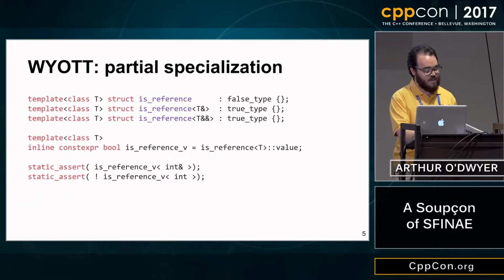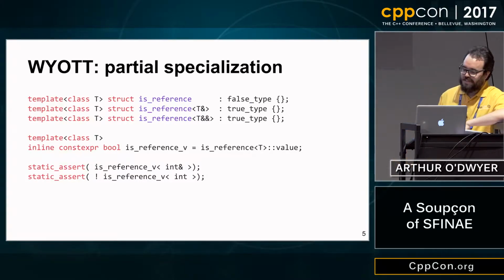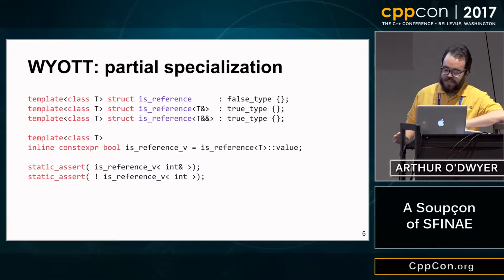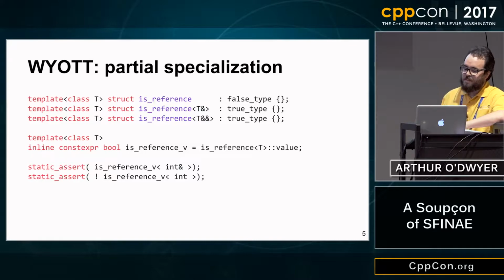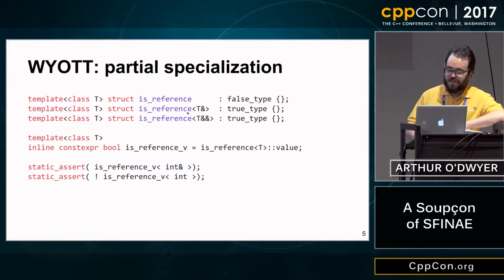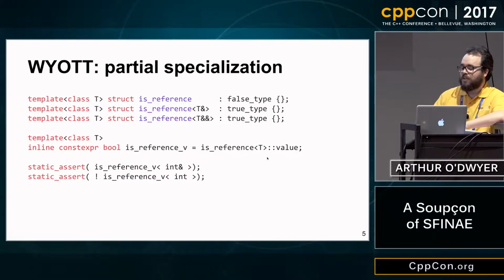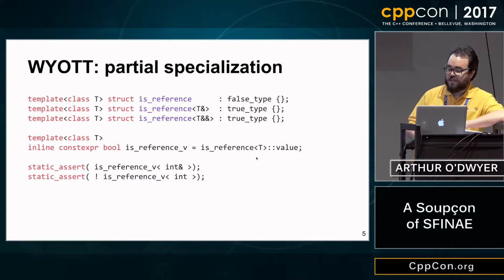Here, we're not using SFINAE yet. No SFINAE yet. Partial specialization, though. I have here a type trait, which I'm going to call is_reference_v, and I'm going to make this an inline constexpr bool. It just expands the value of some is_reference type trait. The is_reference here is the old school C++03 type traits. Each type trait is a class template, and we have a base template here.